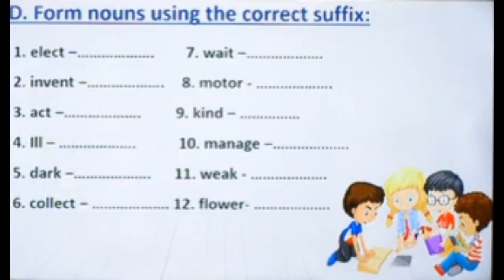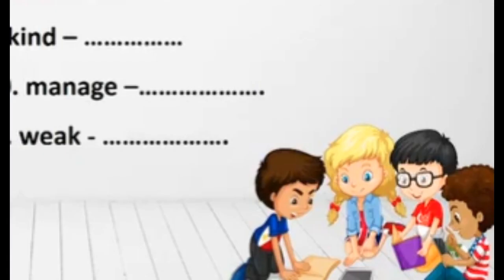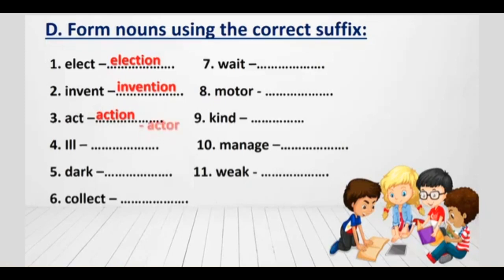Let's do the last exercise. Form nouns using the correct suffix. Elect, we say election. Invent, invention. Act, actor or action. The two are correct. Act, action. Ill or sick, we say illness or sickness.